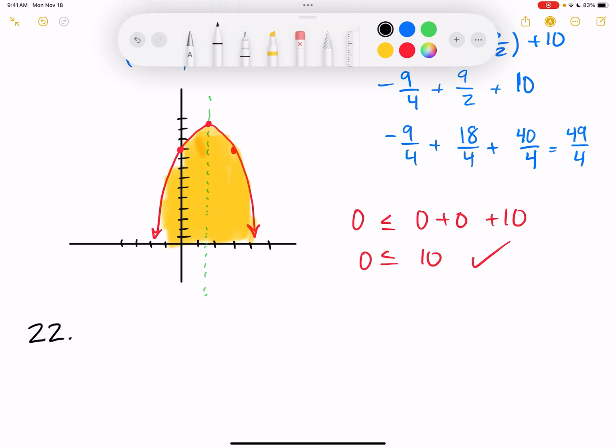All right, y is greater than or equal to x squared minus 4, and y is less than or equal to negative 2x squared plus 7x plus 4.